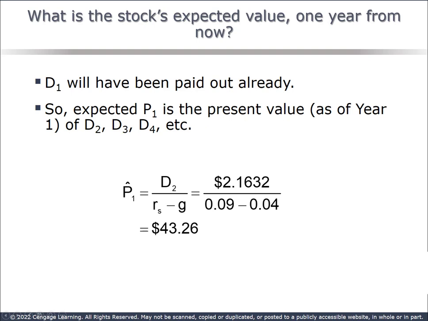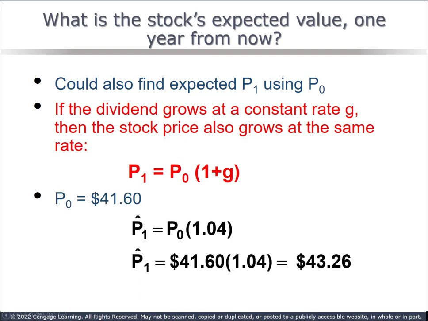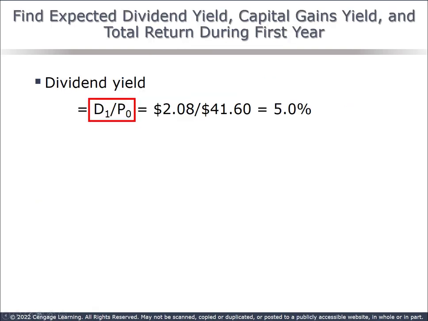Suppose we want to find the expected price of our stock 1 year from now. Two ways to find it. Solve for D2, which we've already done, 2.1632, and divide by R minus G, 43.26. Or, if the dividend is growing at a constant rate G, then the stock price is also growing at the same rate. The stock price at time 1 is the price at time 0 times 1 plus G. Same answer, 43.26.